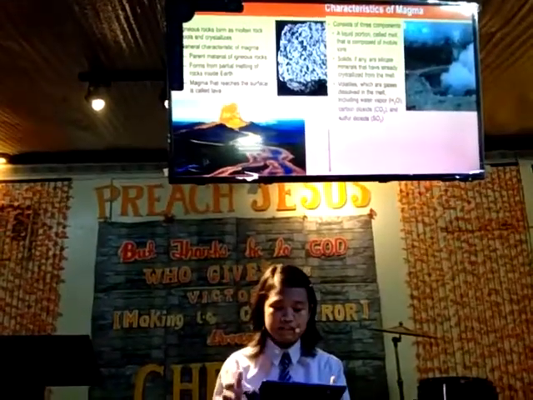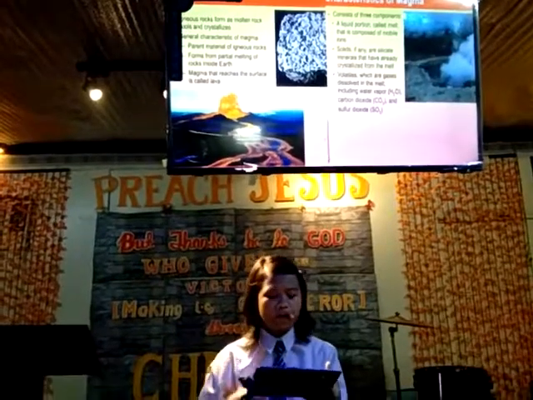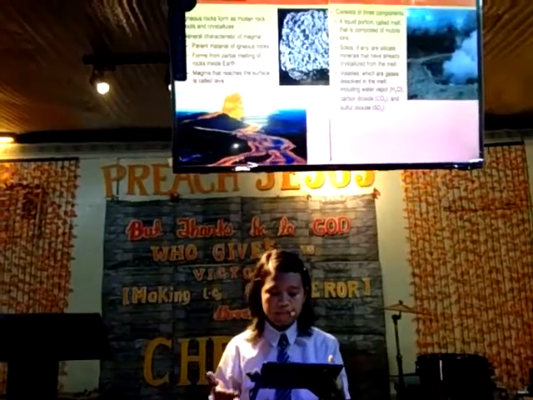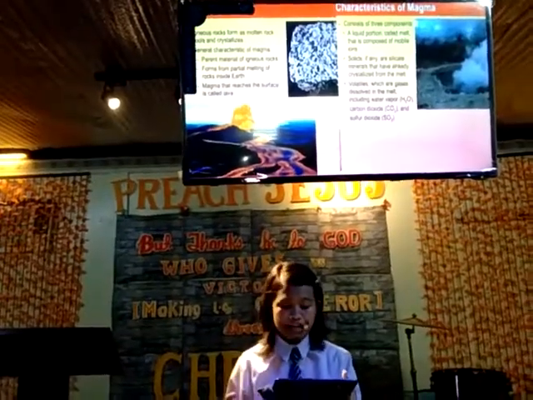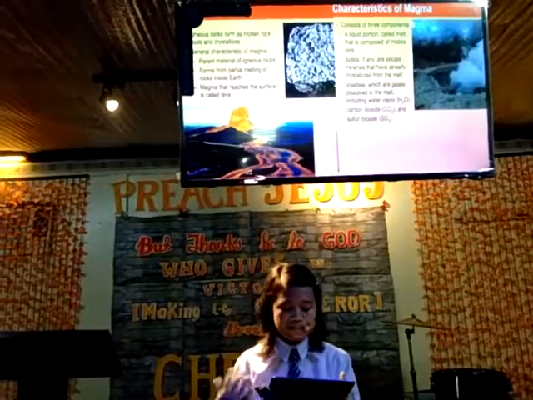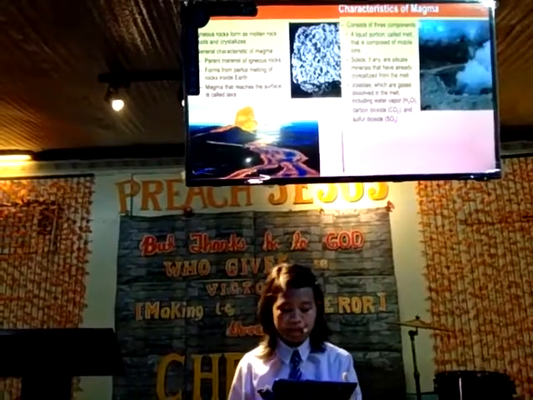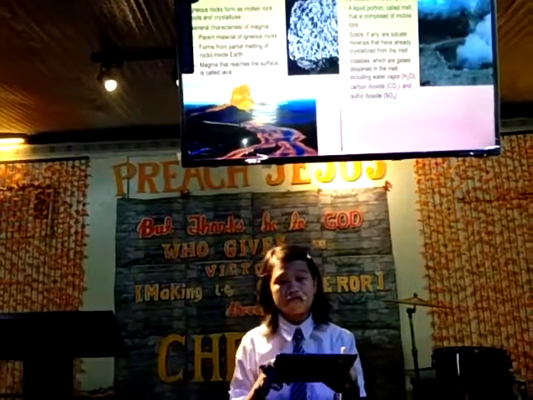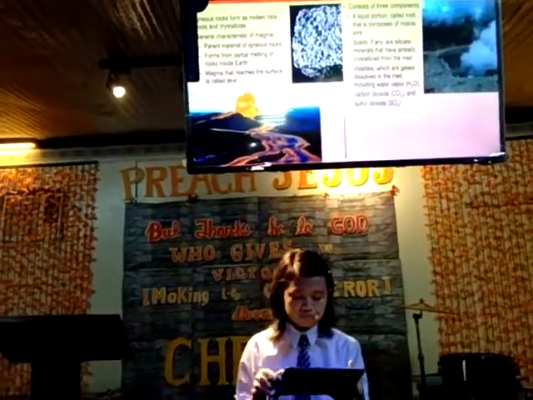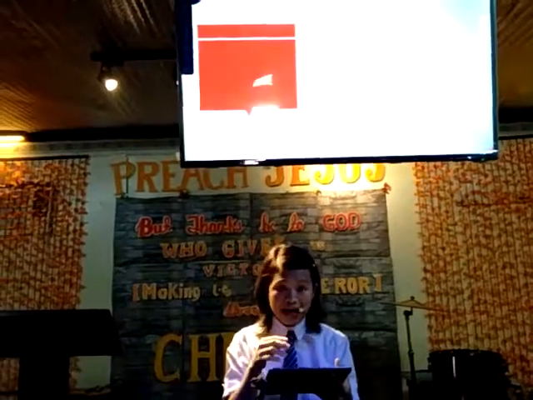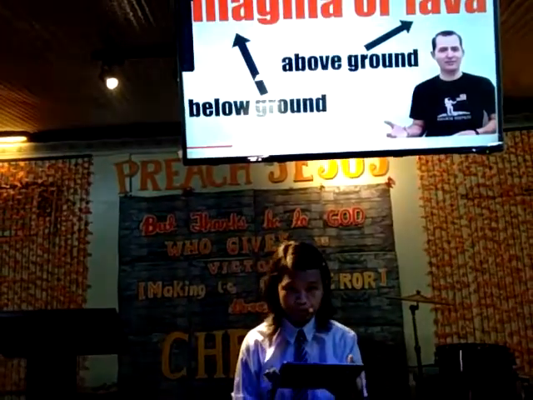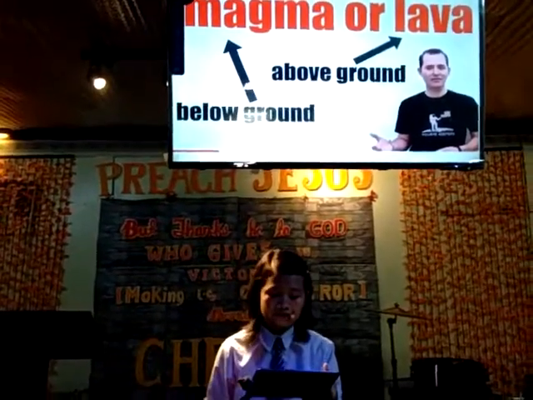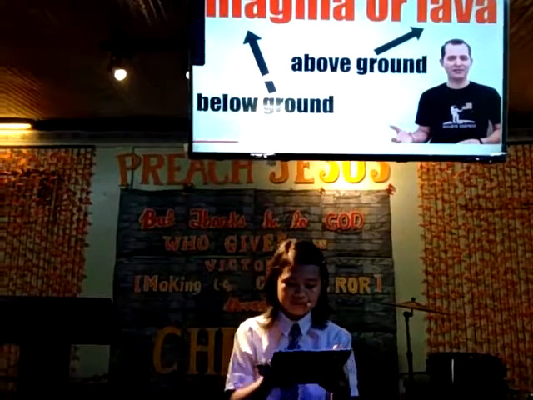Characteristics of magma: it consists of three components. A liquid portion called melt that is composed of mobile ions; solids, if any, which are silicate minerals that have already crystallized from the melt; and volatiles, which are gases dissolved in the melt, including water vapor, H2O, carbon dioxide, CO2, and sulfur dioxide, SO2. Magma is below ground, underneath the Earth's crust, and lava is above the ground.